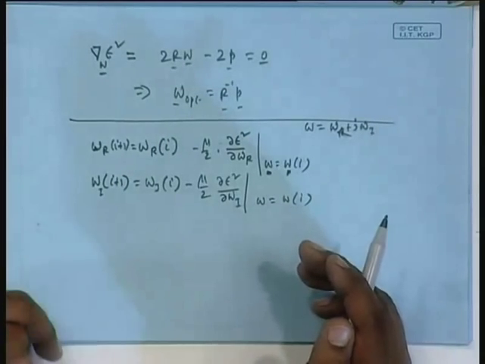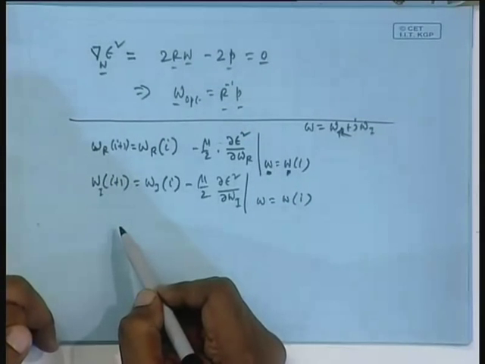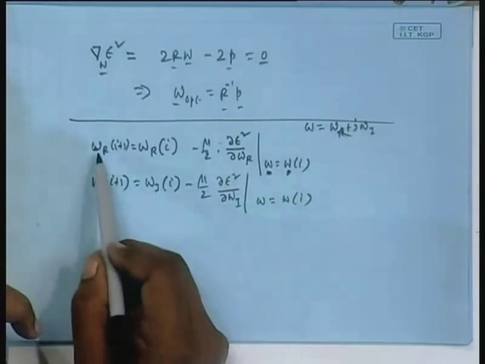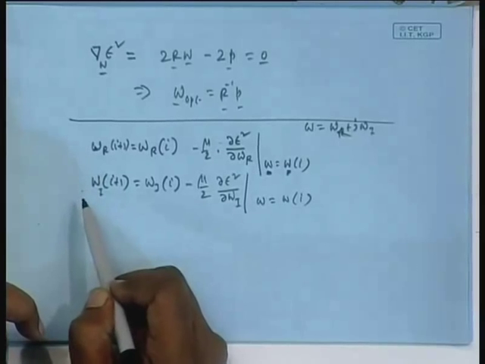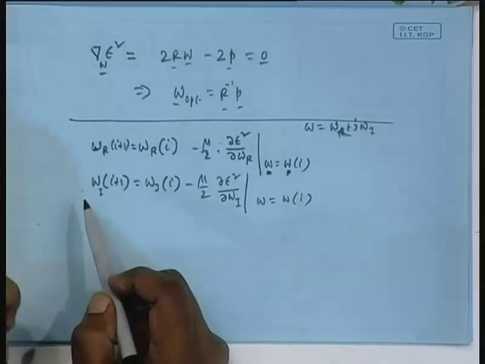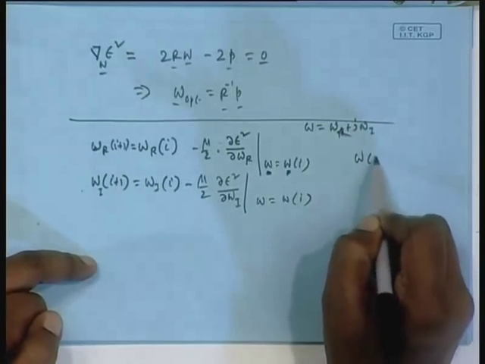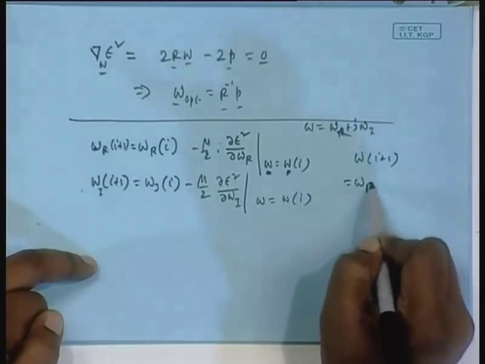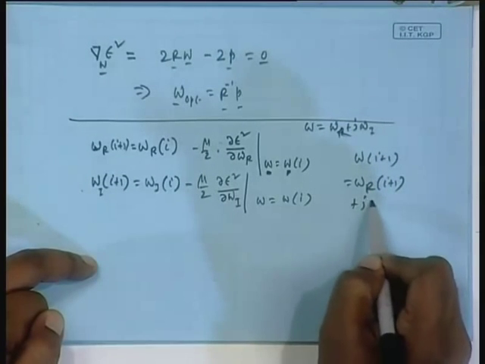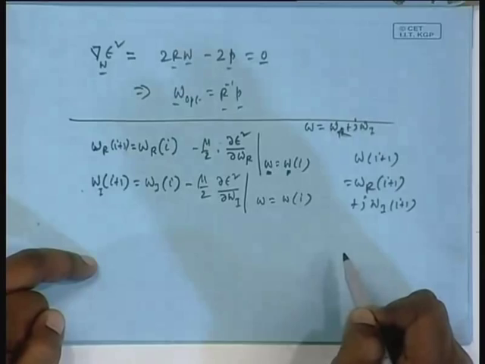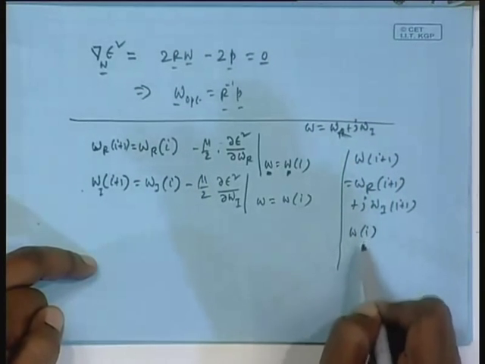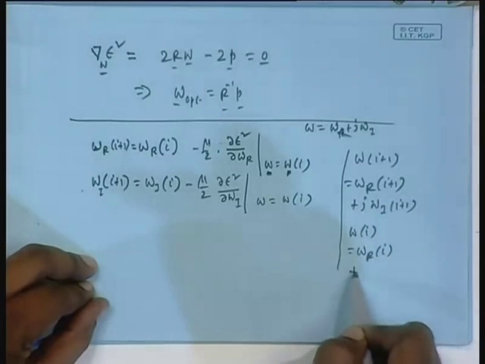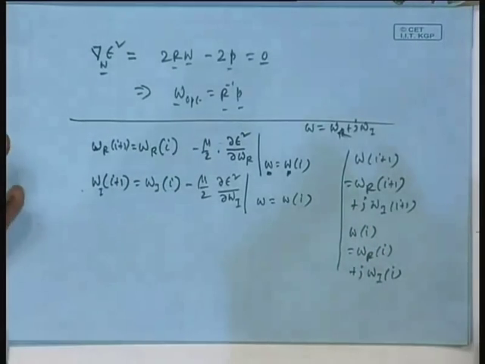But once again, instead of having two equations, I want to club them. My I plus 1 net weight is this plus j times this. Net filter weight at the I plus 1 iterate, the net filter weight W I, I plus 1, what is that? W R I plus 1 plus j W I I plus 1. What was W I at the I-th iterate? W I was W R I plus j W I I, isn't it?